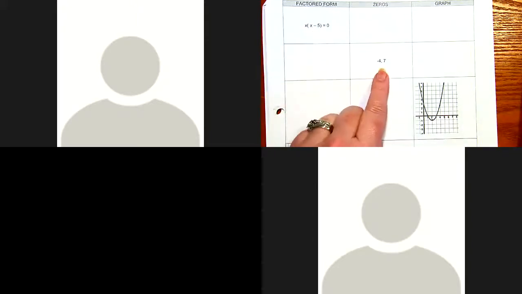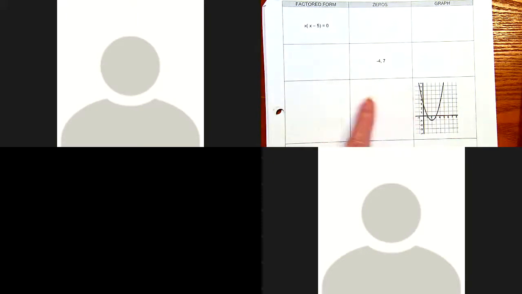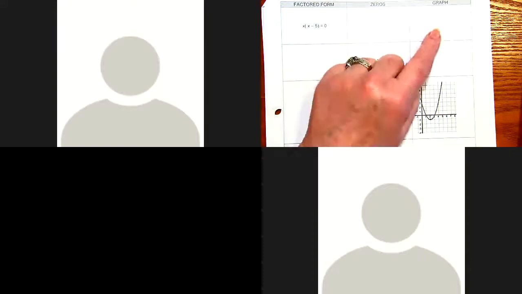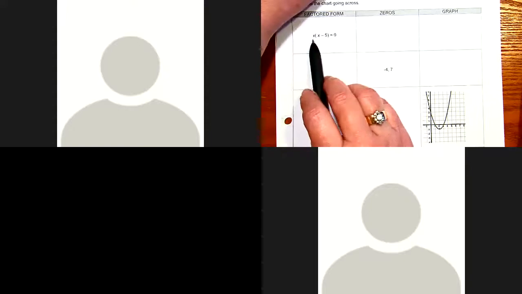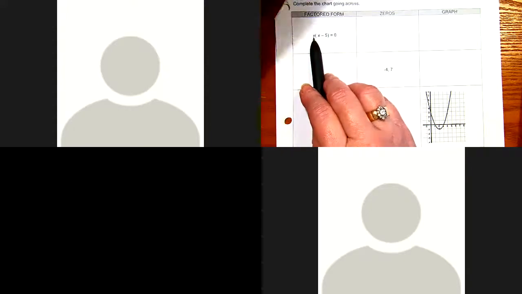Now what this means is that I can start from any place. I can start with an equation in factored form. I can start with the zeros, or I can start with a graph and I can find the other two. So this is the one we've been working with. We're going to start with an equation, come up with the zeros, and then we're going to just do a sketch of a graph. So what does this mean when the x is by itself?